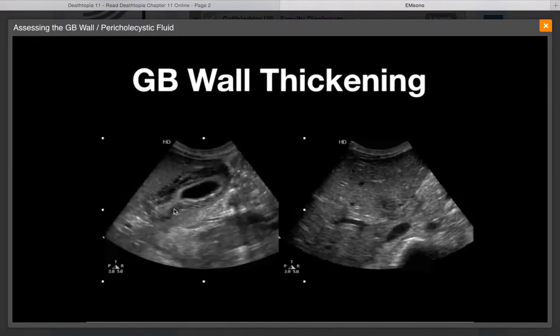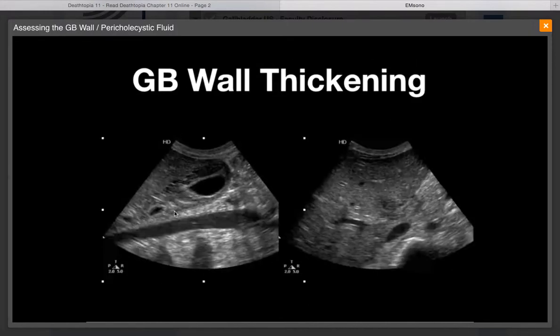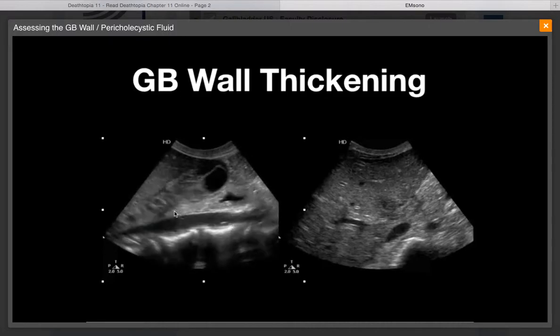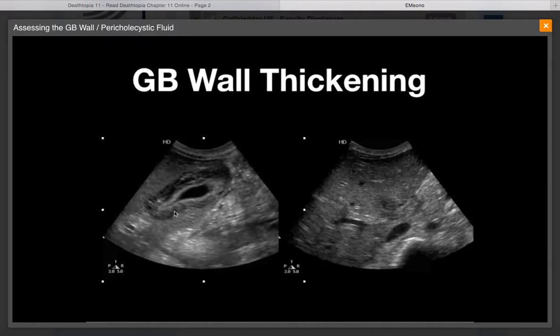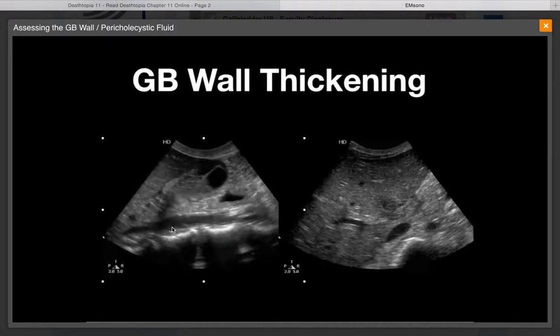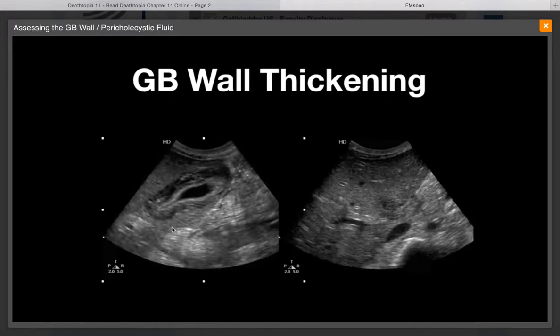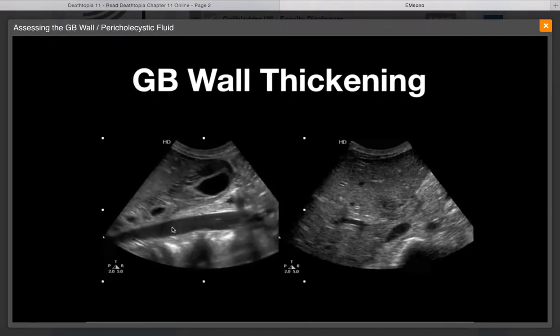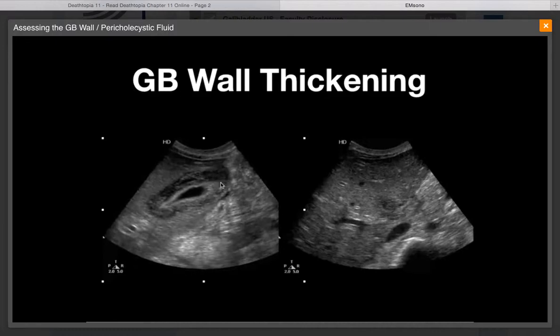Now this patient on the sagittal view here, you can note has marked gallbladder wall thickening. Due to the marked wall thickening, note the presence of the heterogeneous appearance of the wall due to edema. You do not see any gallstones within the lumen. The lumen is anechoic. You can see a nice anechoic lumen right here.